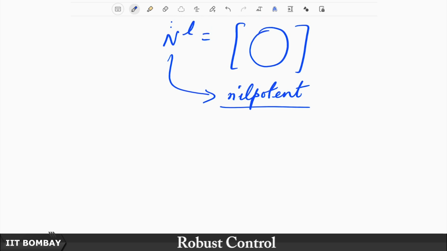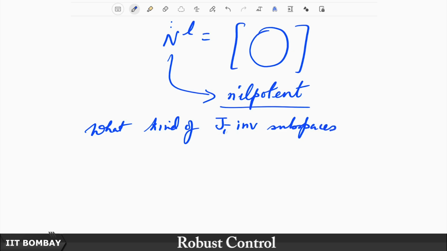Let's try to investigate what sort of invariant subspaces. So, the question is, what kind of J invariant subspaces, or Ji invariant subspaces, can we see from Ji?